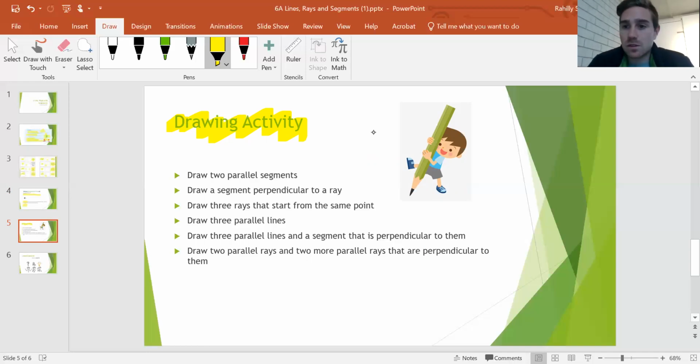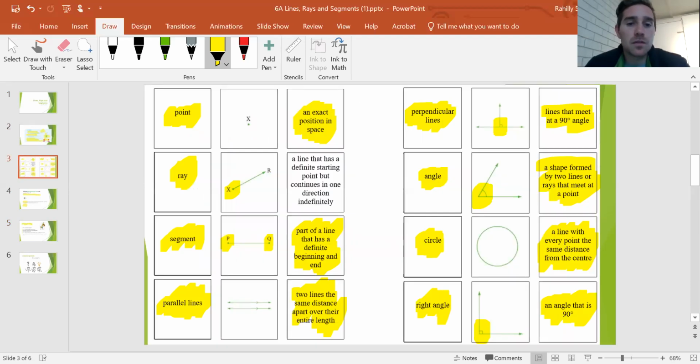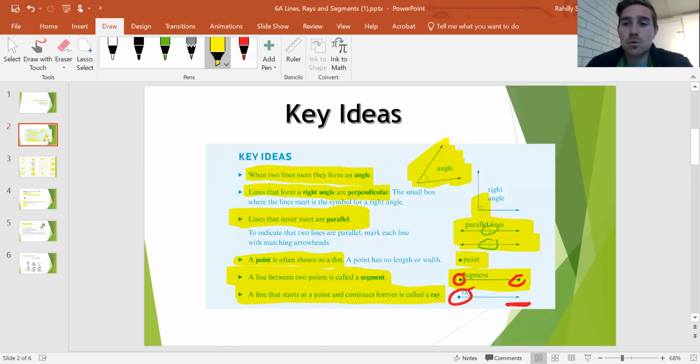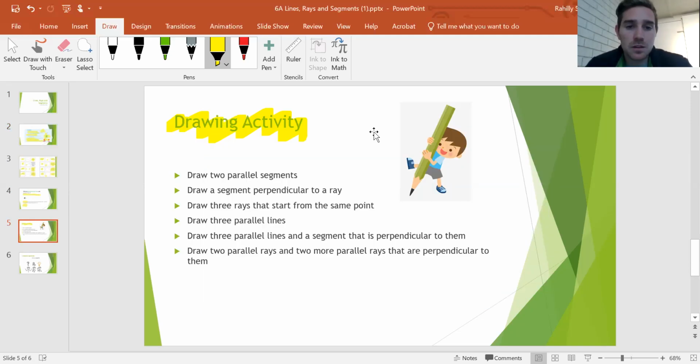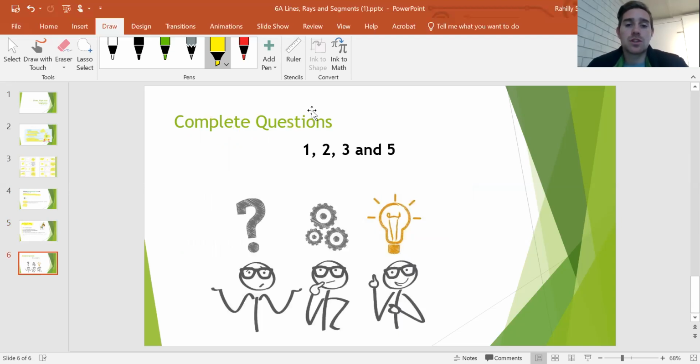Draw a segment perpendicular to a ray. Draw three rays that start from the same point. Draw three parallel lines and a segment that is perpendicular to them. Draw two parallel rays and two more parallel rays that are perpendicular to them. Okay, so all you guys are going to be doing is understanding what it's telling you to draw. Use this information here that we've covered to help you draw them, and that will be your first task. Okay, so you're going to have a couple of different lines and stuff drawn in your exercise book under the heading drawing activity.